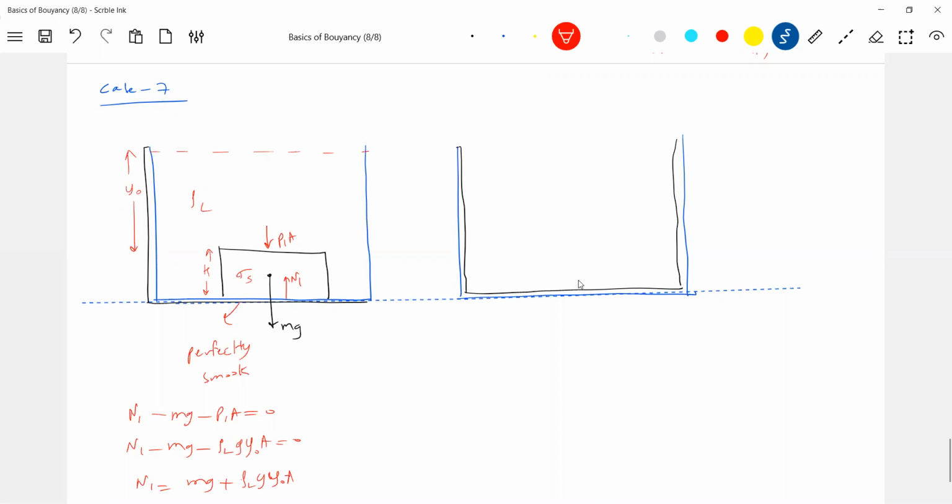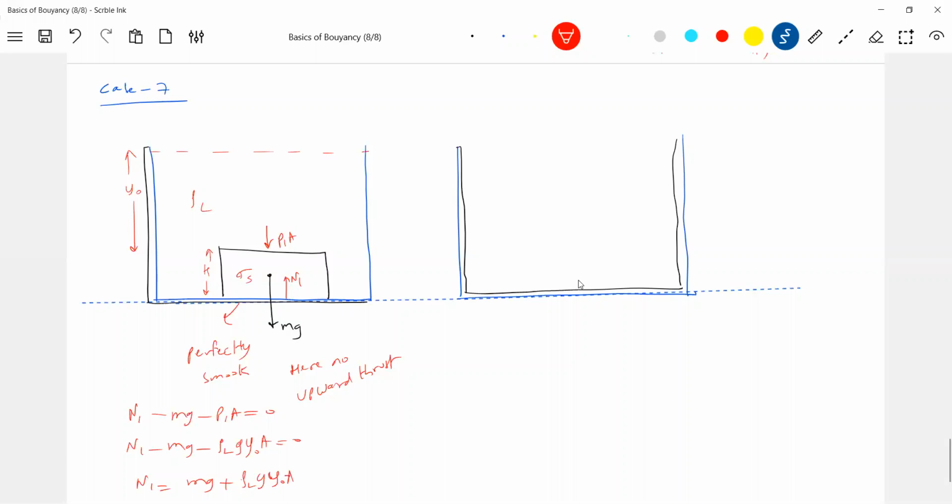Fine. So what is the buoyant force? No buoyant force. So no upward thrust, I'll call it. Any reason? Because what do you mean by buoyant force? The net force exerted by the liquid on the solid directed vertically up.